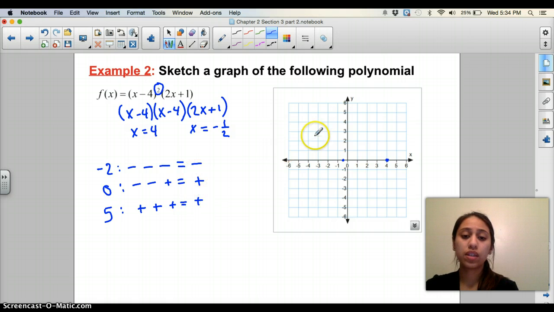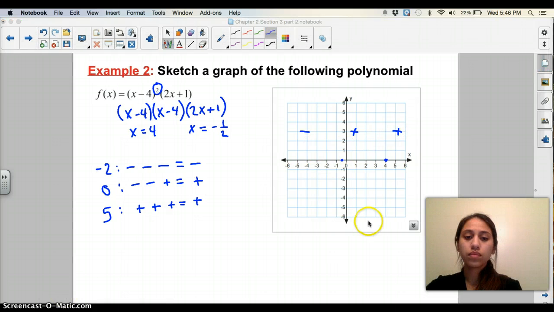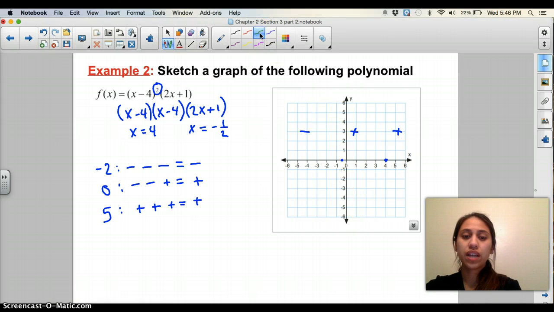I'm going to label these in each appropriate area. When we tested negative 2, it was a negative. Between here was a positive. And this last section here, again, was a positive. Okay, so we're going to continue to graph this like we did yesterday. We have a plus here, a positive, so we're going to make that increasing. Between these two values, it's a positive, so we're going to loop up. And to the left here, it's negative, so we'll be decreasing.